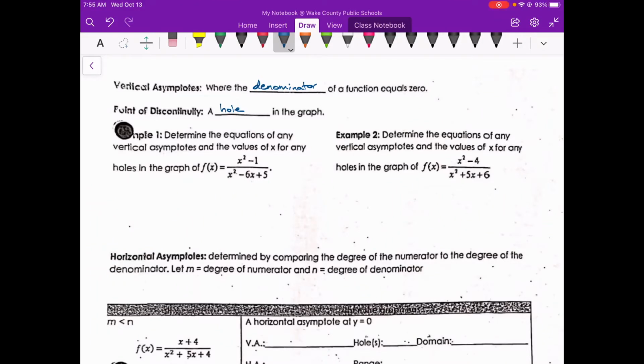Okay, here's a video on graphing rational functions with restrictions and restricted values. So just a couple of vocabulary things.